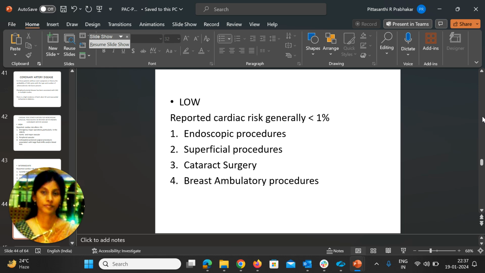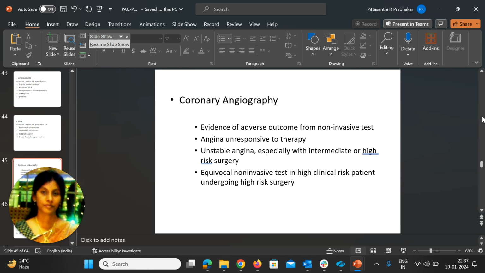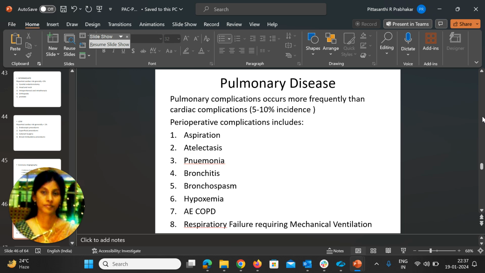Low risk is with the reported cardiac risk generally less than 1%, where endoscopic procedures, superficial procedures, cataract surgery, and breast and ambulatory procedures are done. Coronary angiography is indicated with evidence of adverse outcome from non-invasive test, angina unresponsive to therapy, unstable angina, especially with intermediate or high-risk surgery, and equivocal non-invasive test in high clinical risk patients undergoing high-risk surgery.